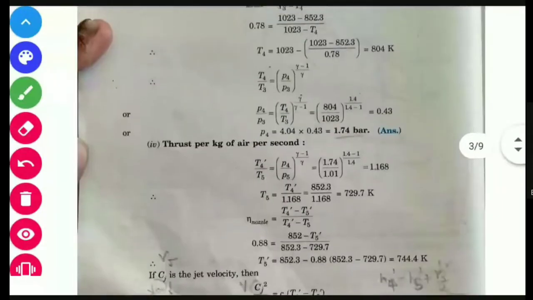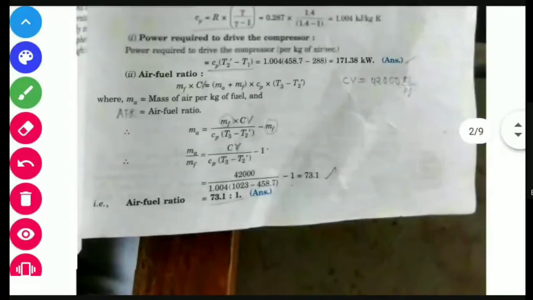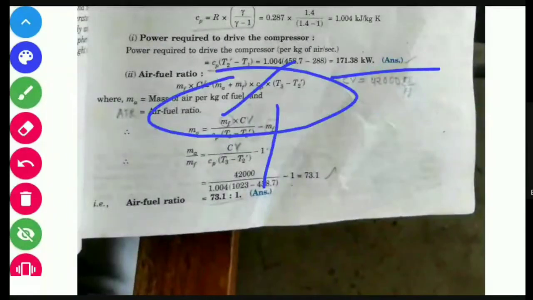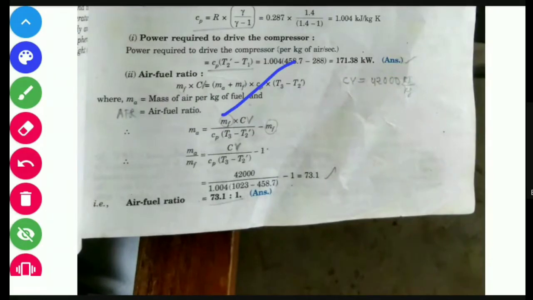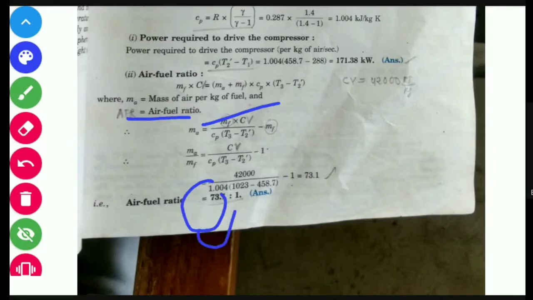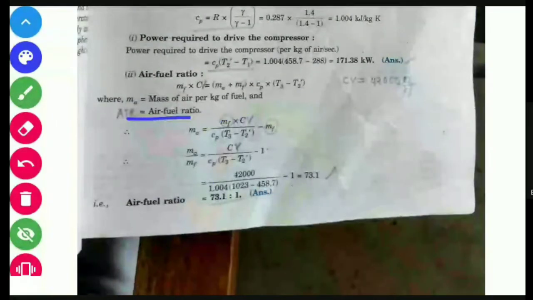So next one, after substituting all the values, you will get the MA by MF, that is 73.1. Okay, this is the air fuel ratio. We assume that MA is equal to the mass of air per kg of fuel. So this is the mass of air. Per kg means per 1 kg of fuel. That means 73.1 indicates the air and 1 indicates the 1 kg of fuel. That is the air fuel ratio, right?